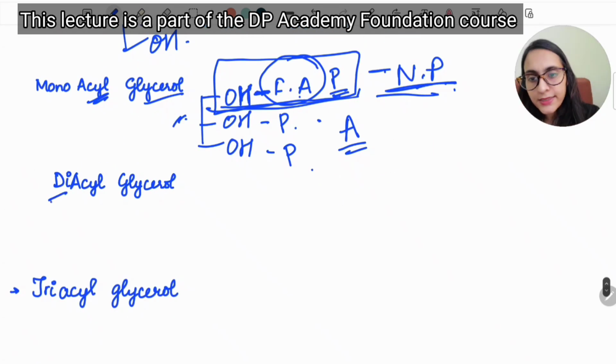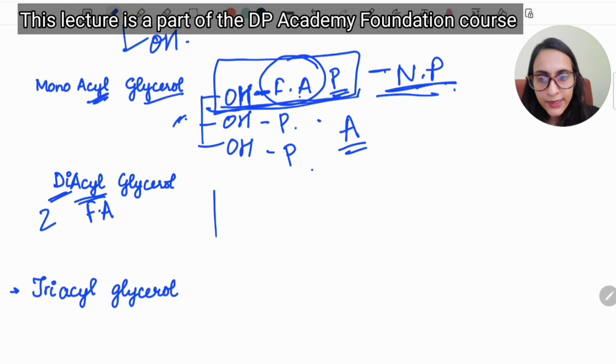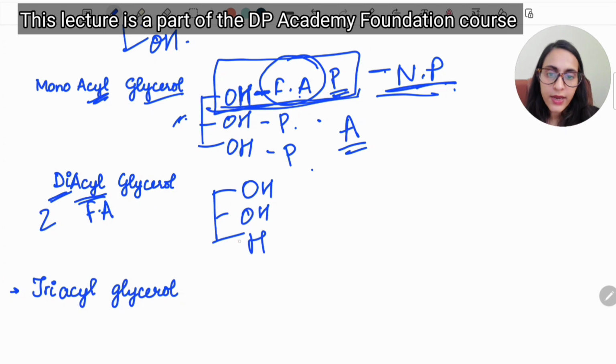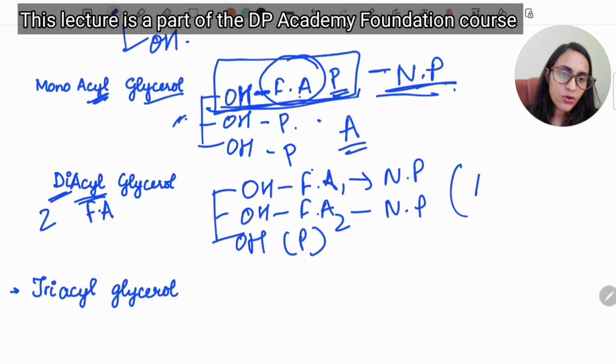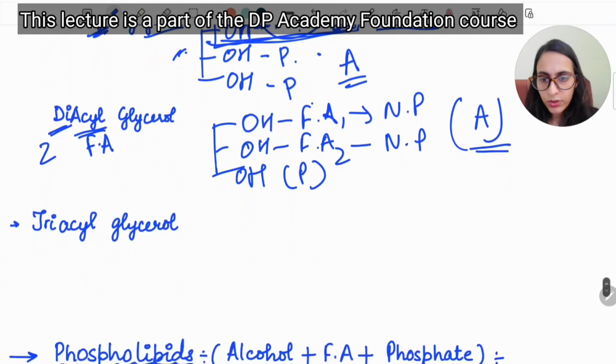glycerol. Diacyl, as the name suggests, di means two, acyl means fatty acid. So there are two fatty acids in a glycerol. Let's draw the structure of glycerol first and then attach two fatty acids to it. This is fatty acid 1, fatty acid 2. So if you see, fatty acid and alcohol is non-polar, and only OH is polar. So diacyl glycerol is also an amphipathic molecule.